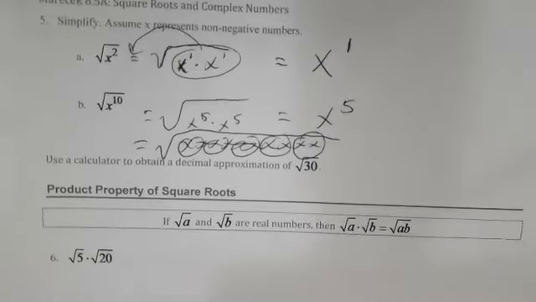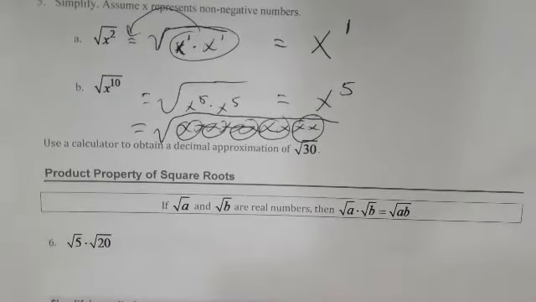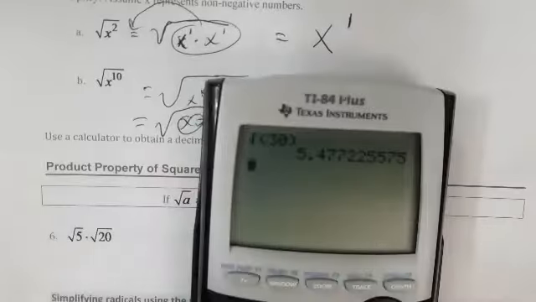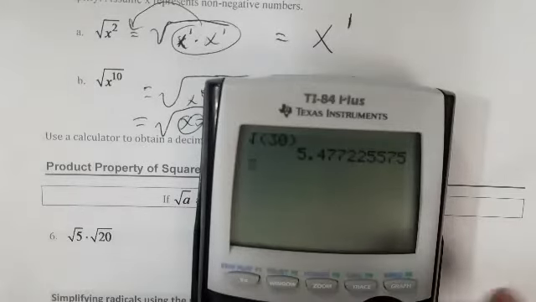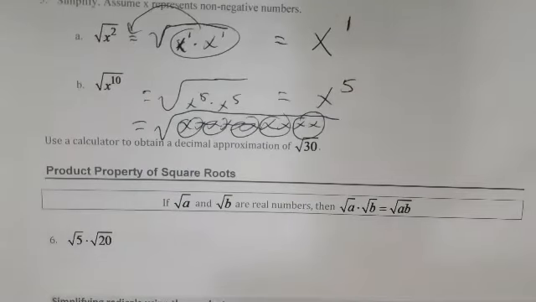Use a calculator to obtain the decimal approximation of the square root of 30. Grab my calculator right here, and we do square root of 30. So this is just a sort of calculator check problem. Can you do the square root of 30 on your calculator and get something that is reasonable, like 5.477 is probably pretty good.